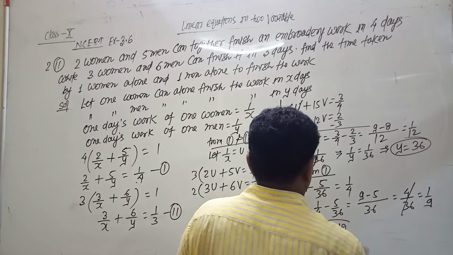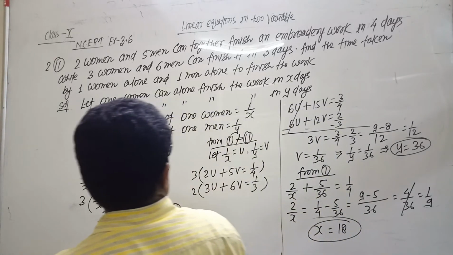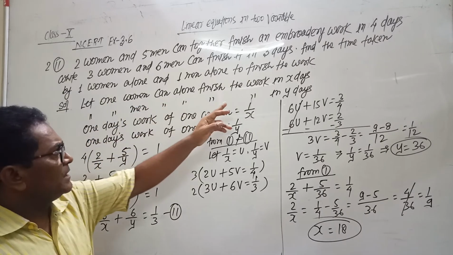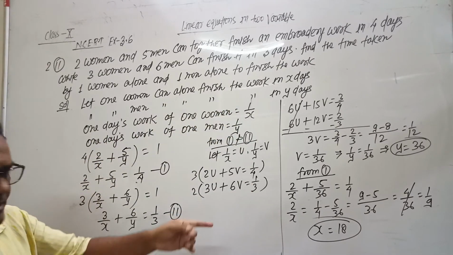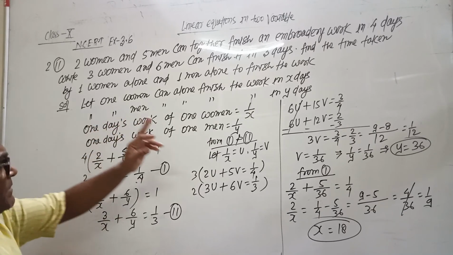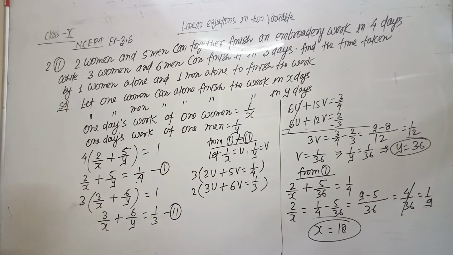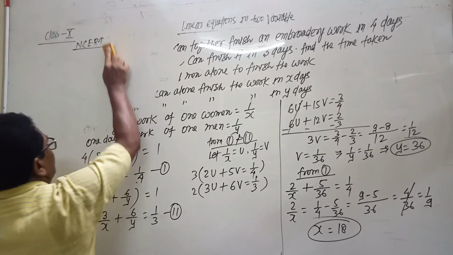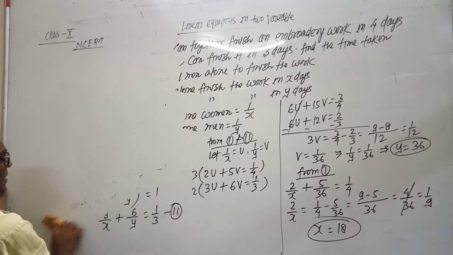2, 18. So the answer comes to be x equals to 18 and y equals to 36. So one woman can alone finish the work in 18 days, and one man alone finish the work in 36 days. We have completed the NCERT exercise 3.6.